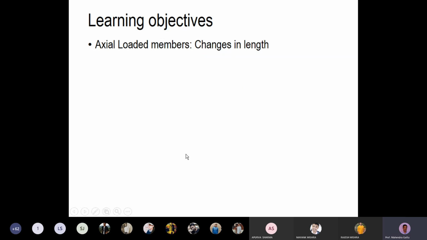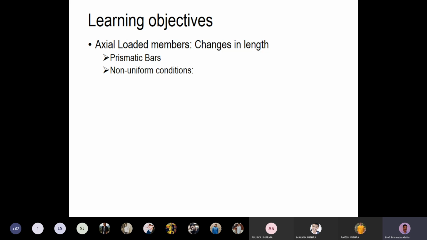So let's start with the learning objectives for this part. So basically we're measuring the changes in length, and we will be studying prismatic bars. So for prismatic bars, there is uniform stress and uniform strain throughout the bar. So that is a uniform strain problem. And then we will study non-uniform conditions.